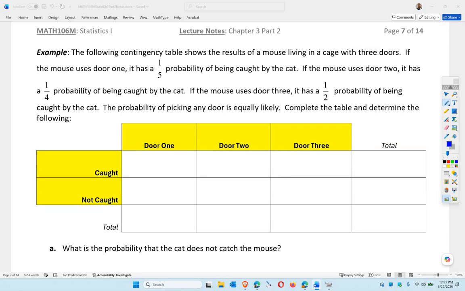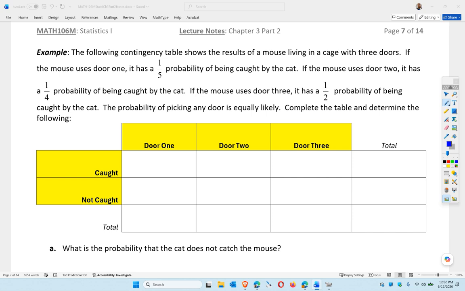Alright, this is Chapter 3, Section 4. This is the second video. So now we'll go through a scenario where you have to do some calculations in each one of the cells of a contingency table or two-way table. This is a pretty common one with the cat and the mouse. You'll see the variations of this within many books.